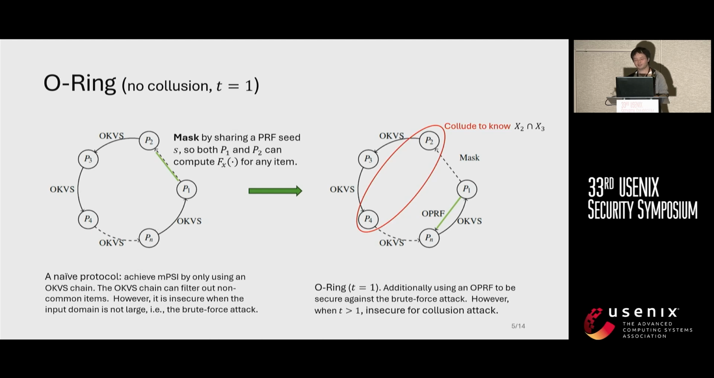Here, we move forward by thinking that if there exist collusions, for example, P2 colludes with P4, then it's easy for them to know the intersection of P2 and P3 because P3 directly gets the values from P2. So if they collude, they can easily know the intersection between X2 and X3.